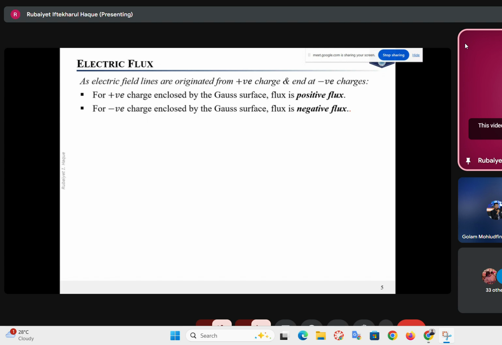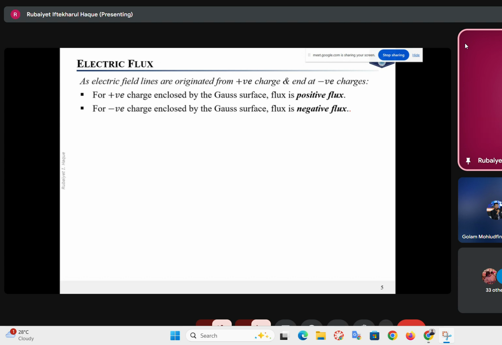That is by definition. So if you know what kind of charge is enclosed by the Gauss surface, you know what kind of flux it will create, positive flux or negative flux. So that means an electric field line coming out of the Gauss surface is considered positive. An electric field line going into the Gauss surface is known as negative. That is the basic idea.